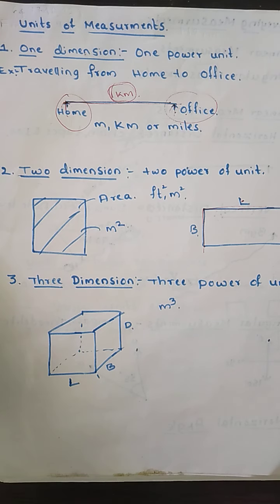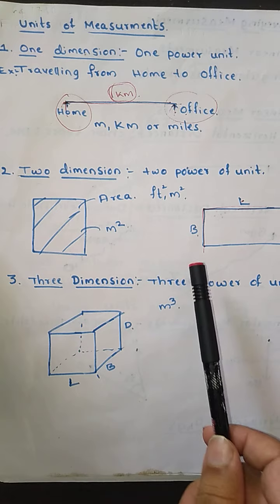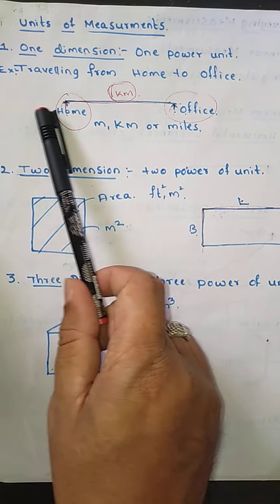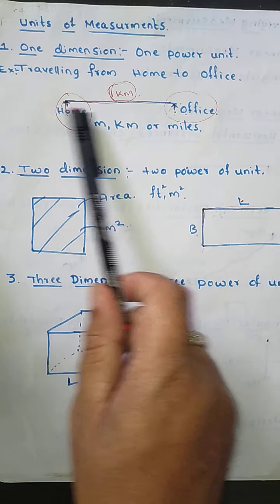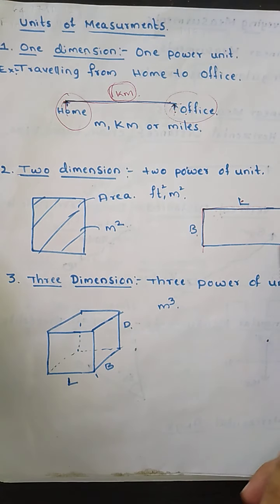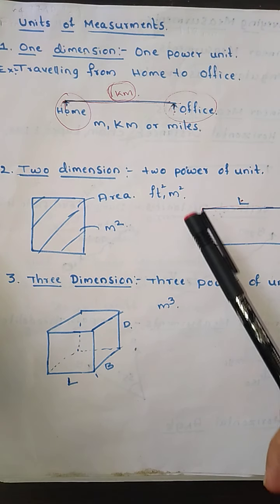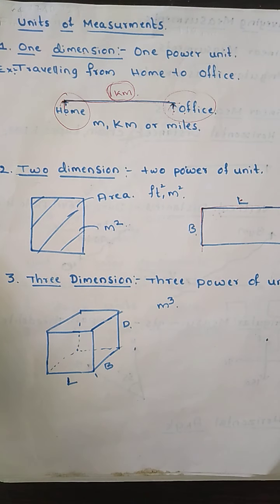So 1 dimension is over, 2 dimension is over. Here it has length and breadth, and there it only has the length. So 1 dimension has the length, 2 dimension has the length and breadth. We measure 2 dimension in terms of meter square or square feet. This is regarding the 2 dimension.